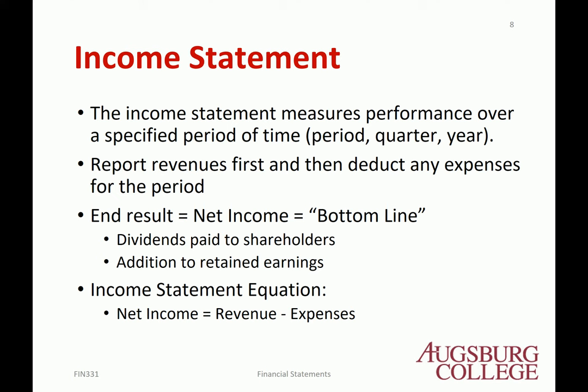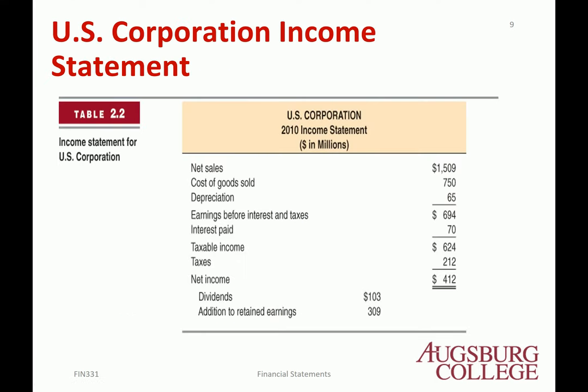It starts with reporting revenues first, then deducts all types of expenses for the period. And at the bottom, you can see the net income, which subtracts all the costs you spent. And then from net income, you can pay out dividends to the shareholders, or you can add this money to retained earnings to prepare for using it as an internal source of money. So the income statement, revenue minus all expenses, should equal the net income, obviously. That's the nature of the income statement.